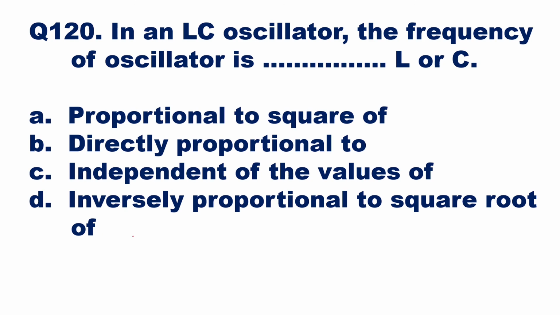Whenever we have a tank circuit and we want to determine the frequency of oscillation of this tank circuit, it is given as f naught equal to 1 upon 2 pi root LC. In this formula, the frequency is inversely proportional to the square root of L and C. So option D will be the right answer here, inversely proportional to the square root of L and C.